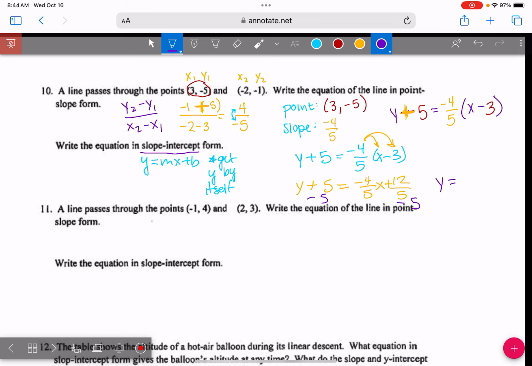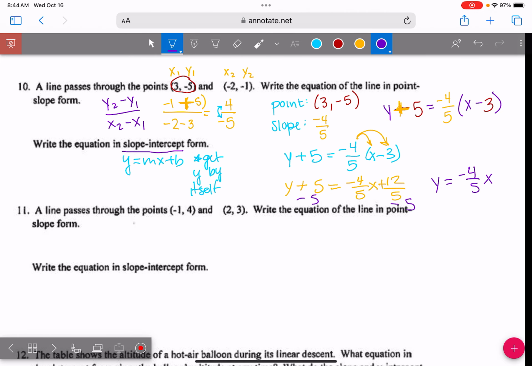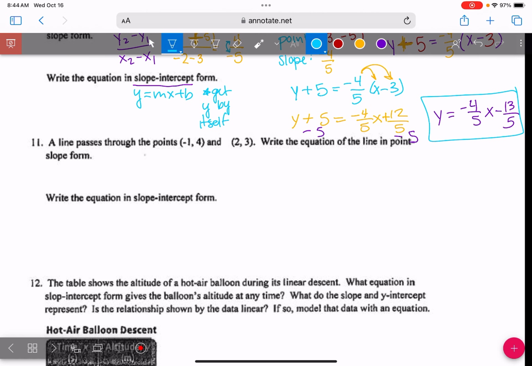So I'm left with y equals -4/5 x. And then 12/5 minus 5 gives me -13/5. There's my answer. Okay, I want you to try 11. Pause my video. When you're done, your slope at some point, make sure you got that step correct, should be -1/3. And then regardless of what point you picked at the very end, your answer should be y equals -1/3 x plus 11/3.